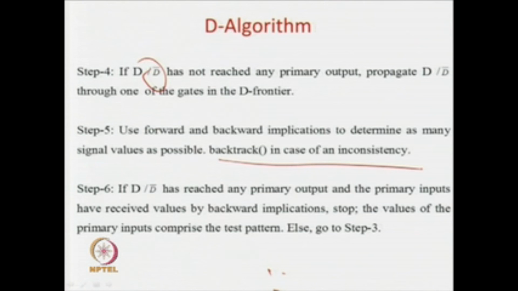And in step 6, if D or D prime is at any primary output, then the primary input values received by backward implication are the test pattern, so stop; else you have to keep on repeating from step 3.